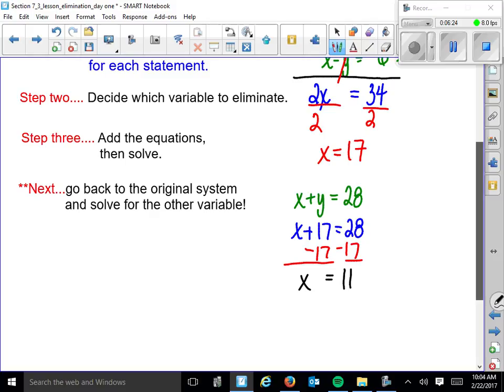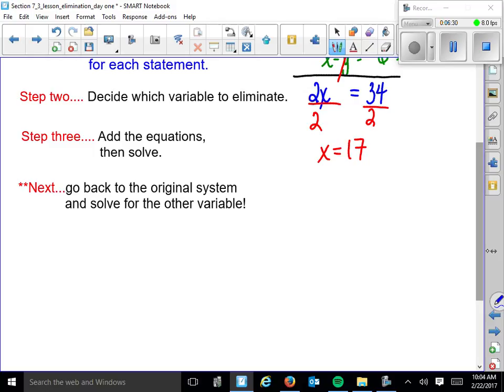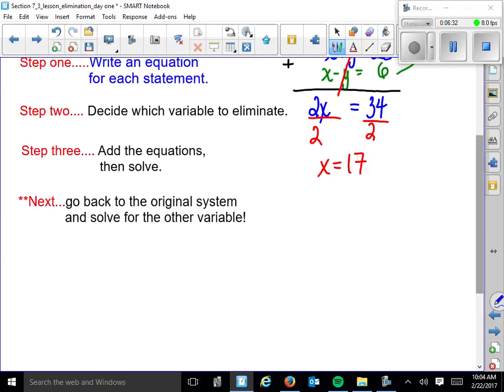Except it was x that was equal to 17, not y. Okay, Mrs. Caldwell just made a mistake. You've seen that happen before. Okay, so the equation is x plus y equals 28. X is 17, y is not 17. So I'm going to replace x with 17.